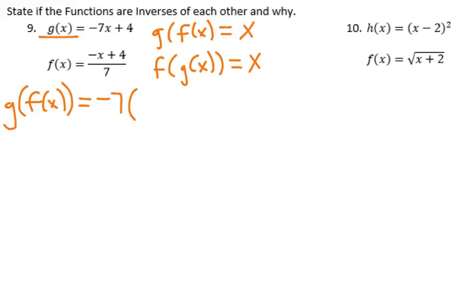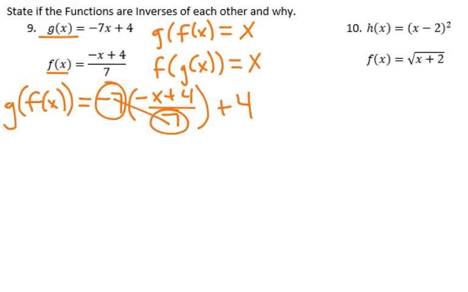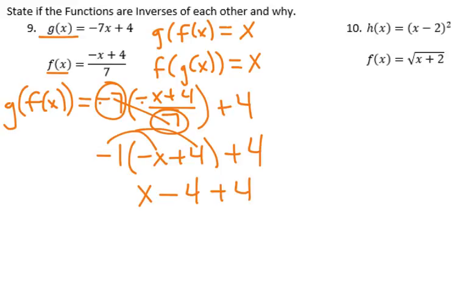So I take negative 7, and I'm going to put the function f of x inside of it. Negative 7 times negative x plus 4 over 7, plus 4. Okay, those 7's would cancel out. We'd have negative 1 times negative x plus 4, plus 4. Negative 1 times through there, that would give us a positive x minus 4 plus 4. Minus 4 plus 4 would cancel out, and we'd be left with x. Okay, which is what we want to end up with.